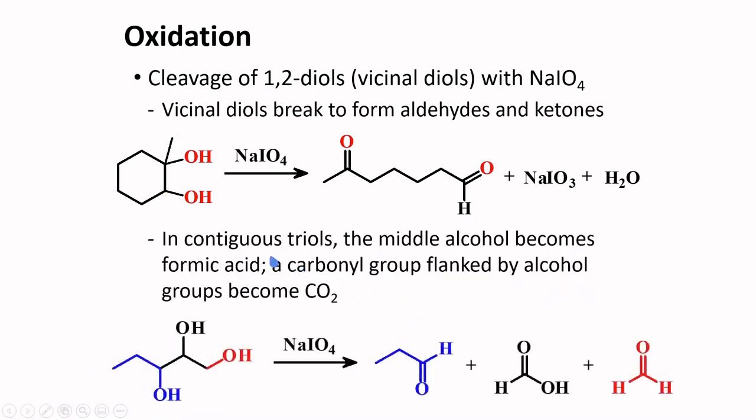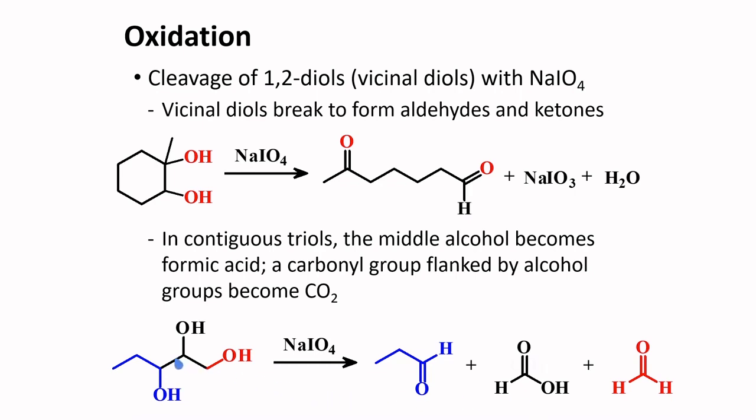In contiguous triols, the middle alcohol becomes formic acid. If you consider this compound, cleavage of the bond here will give propionaldehyde or propanol. Cleavage of this bond here will give you formaldehyde. The middle carbon will be transformed into formic acid.